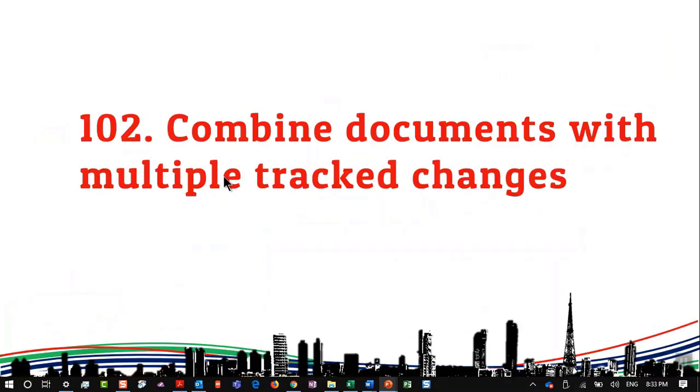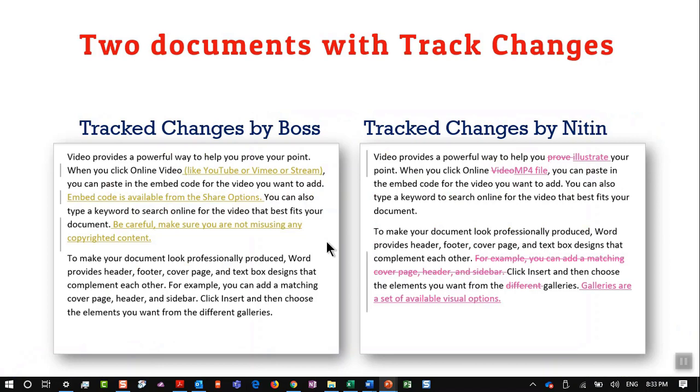I can't use the earlier thing called compare. Compare is used when you have multiple documents without track changes. So I have two documents physically. This should not happen in today's world because we are going to share the document on OneDrive as a link. But maybe you have a document which you send by email. This is what changes boss has made. This is the change I made. Now I have two documents.